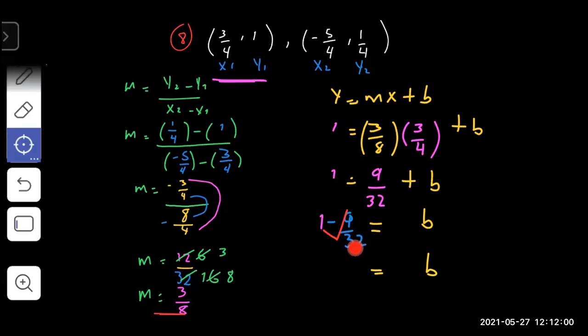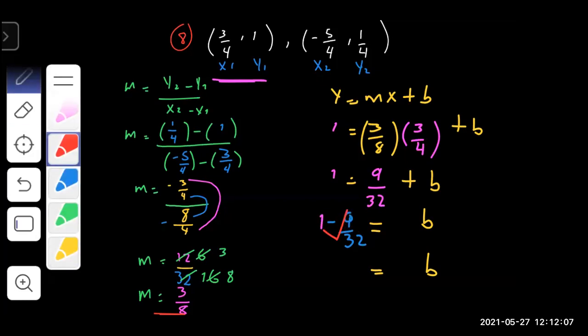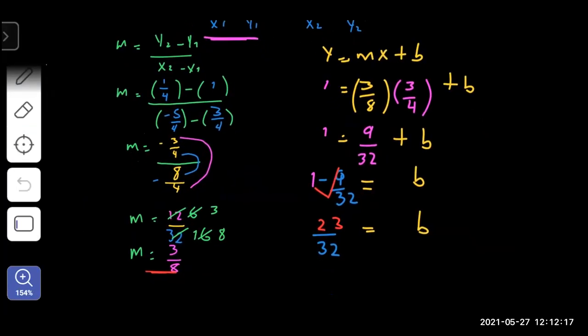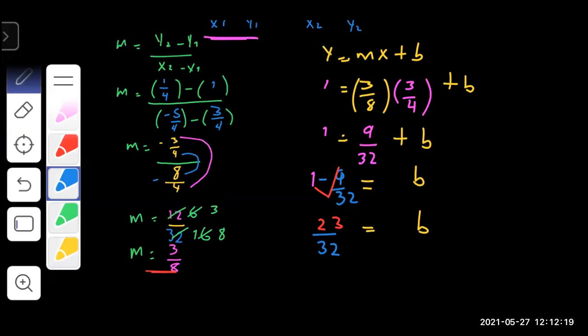1 times 32. 32. 32 minus 9. 23. 23 over, and we copy the same denominator. 32. Oh, take a look. 3 here and 2 here. So that's just a mere coincidence. Okay, now, guys, we can represent the solution.